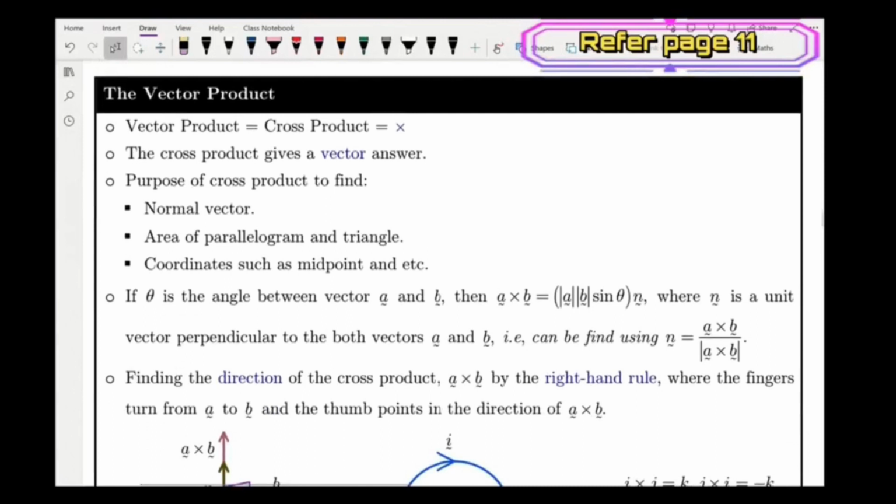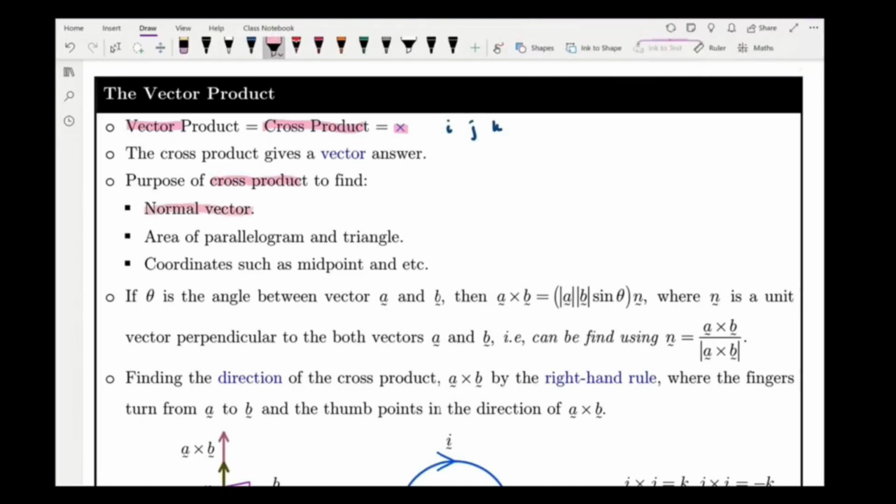What is the vector product? Vector product, we call it as cross product. That means the answer must be in the form of vector. Dia mesti ada I, J, and K. What is the purpose of cross product? Cross product to find normal vector.